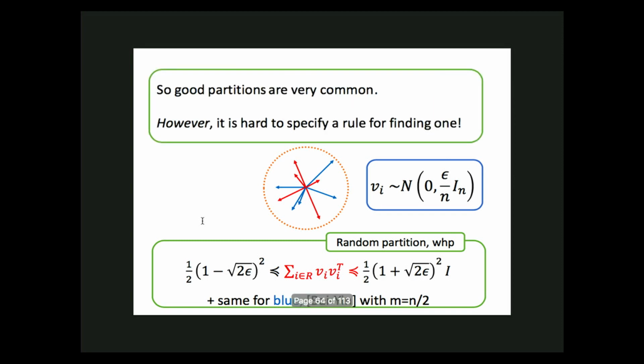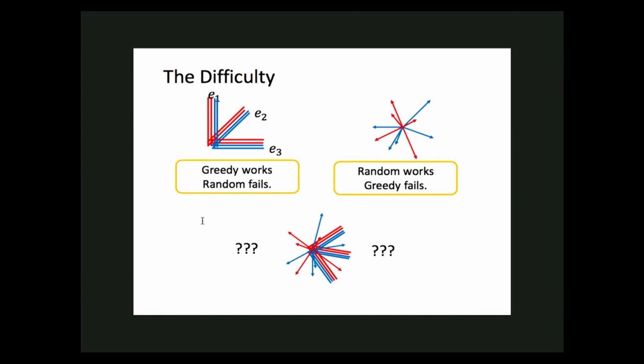So the situation here is the opposite. Good partitions are extremely common. With exponentially high probability, a random partition works, but it's very hard to specify a rule to find one in this example. And so this is the difficulty with this question: you have one type of very structured instance where a greedy strategy works but random fails, and then you have another type of instance where random works but it's very hard to specify any deterministic strategy.